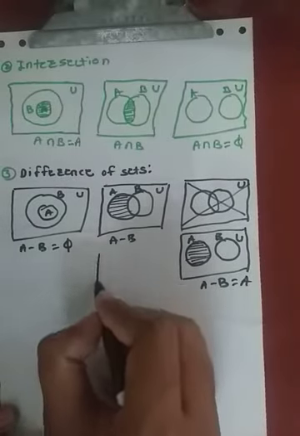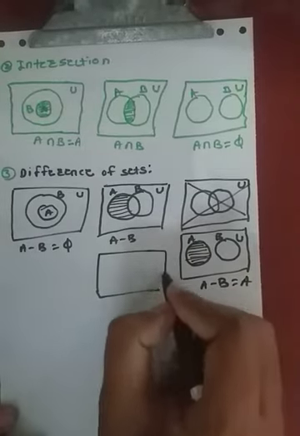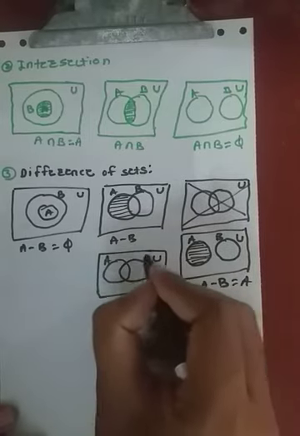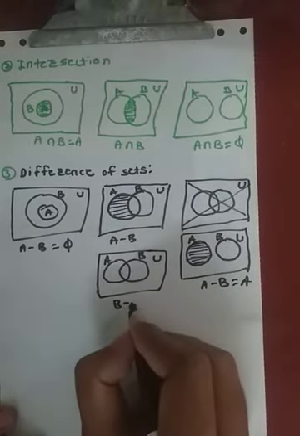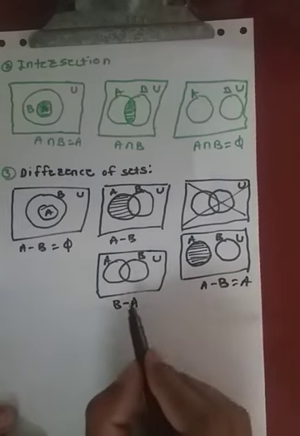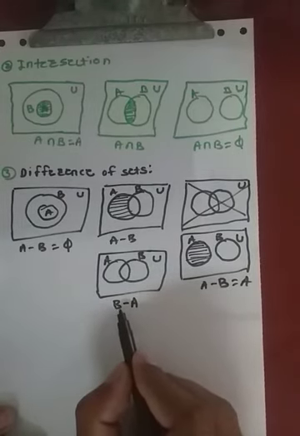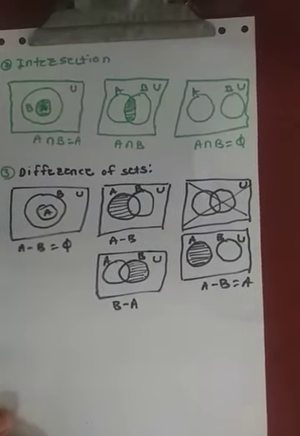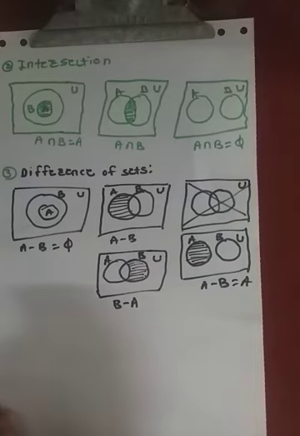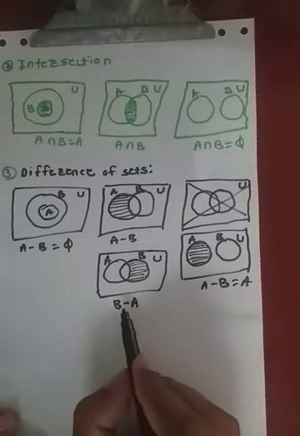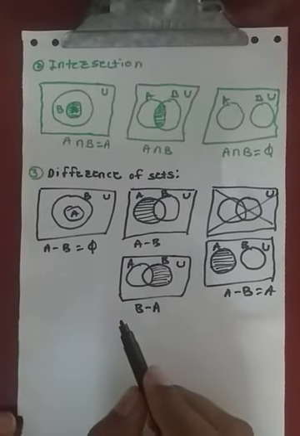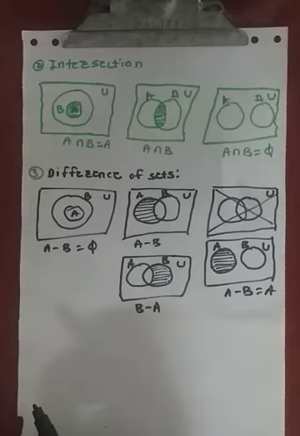Again same for case 2, that is universal set. This is A, this is B. Then what is B minus A? B minus A means we have to subtract A from B, and output is this shaded portion. This is for A subtracted from B. So these are the operations represented by using Venn diagram.